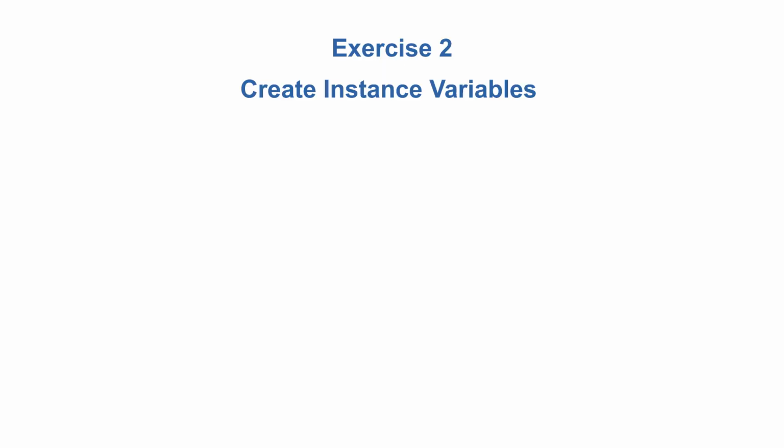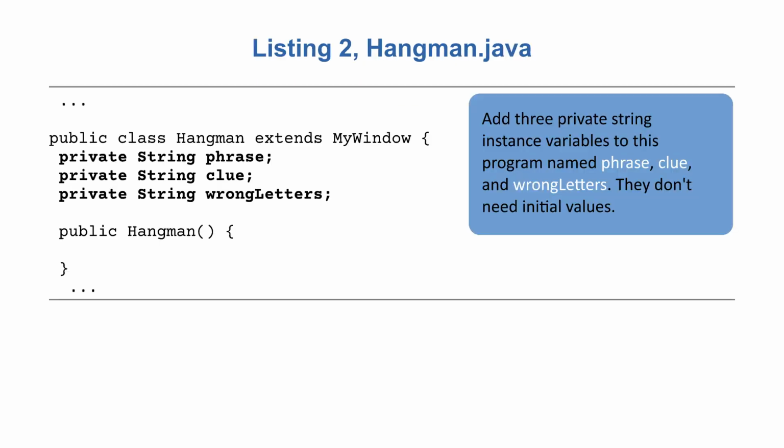First, create some variables to keep track of the phrase, the clue, and the wrong letters that have been guessed so far. Exercise 2. Create instance variables. First, add 3 private string instance variables to this program named phrase, clue, and wrongLetters. They don't need initial values. Run it. What happened? It should still just print the empty window.